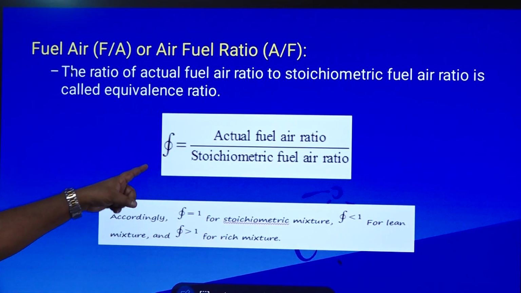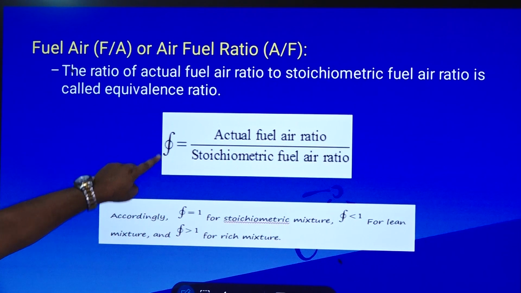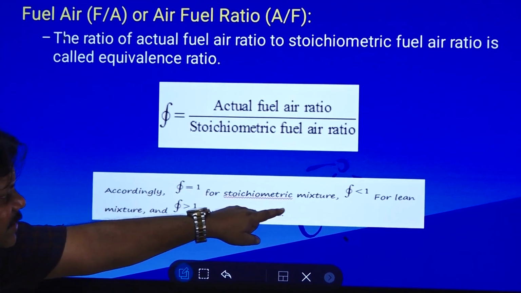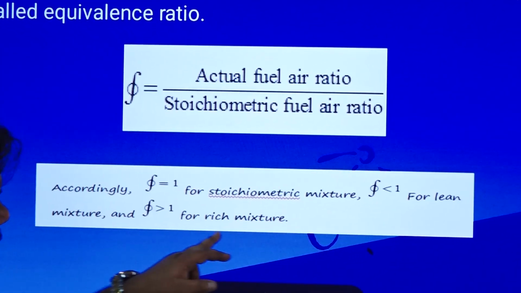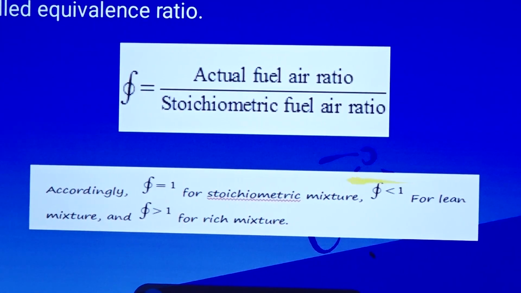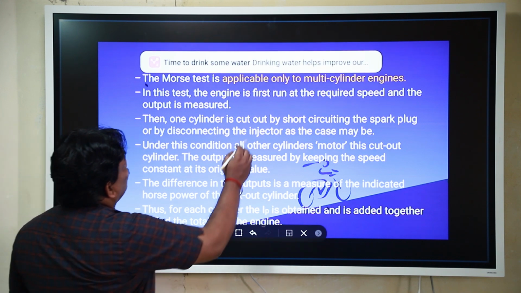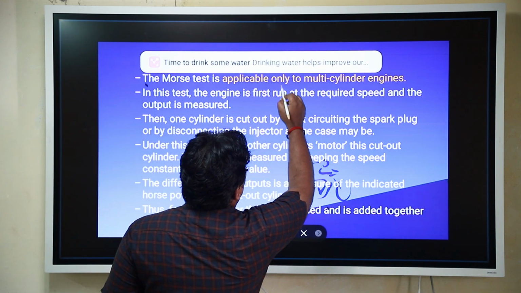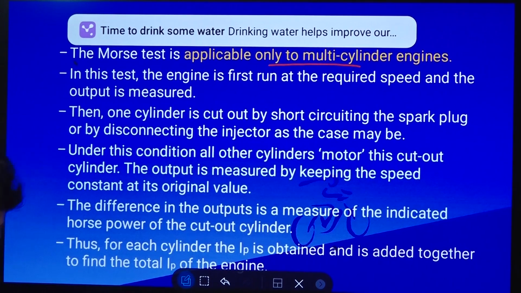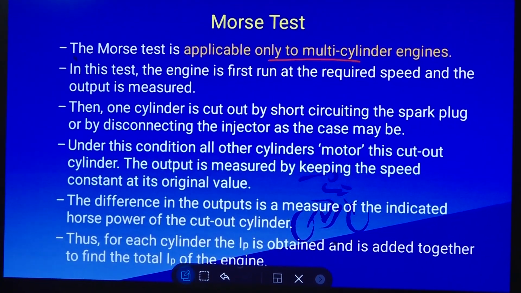So when it is stoichiometric, when the value of this phi is equal to 1, it becomes stoichiometric. When it is less than 1, it becomes lean, and greater than 1, it becomes rich. Okay, the next one is the Morse Test. The Morse Test is generally applicable to multi-cylinder engines.